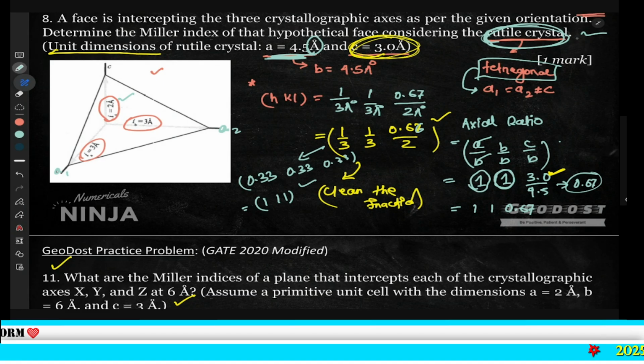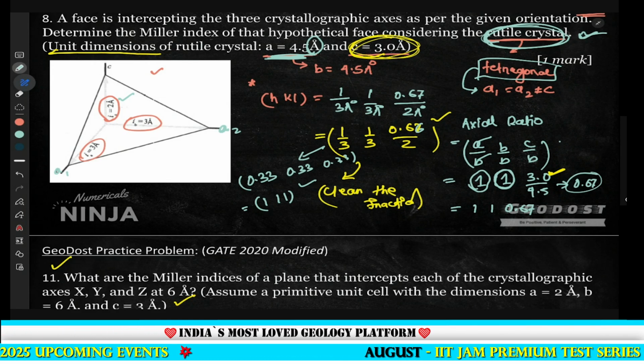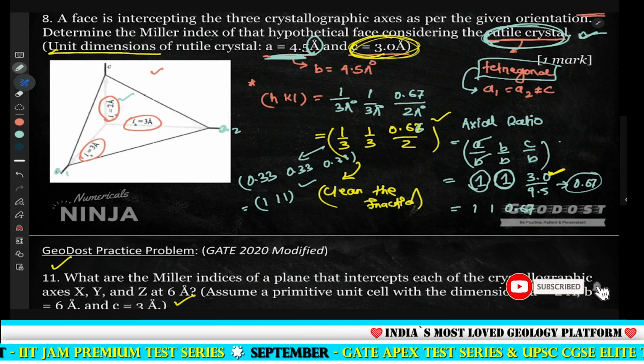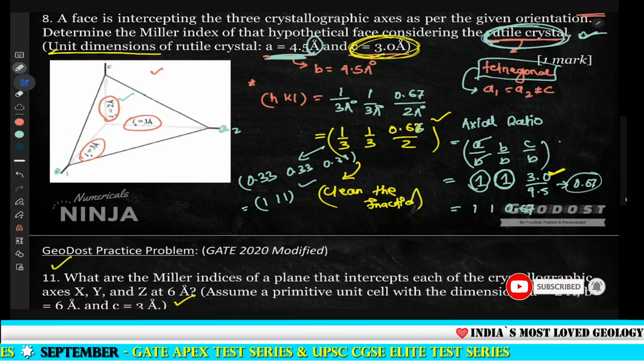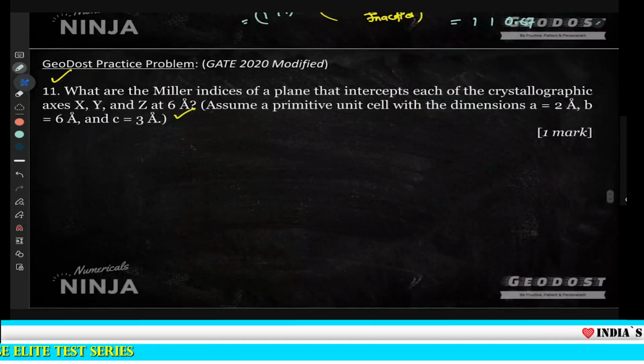Just remember about the crystal. If you are thinking that something is missing, then you can easily find out in the question that there's some additional data, and from that additional data you can easily correlate all the things. Okay, and this is what is given.